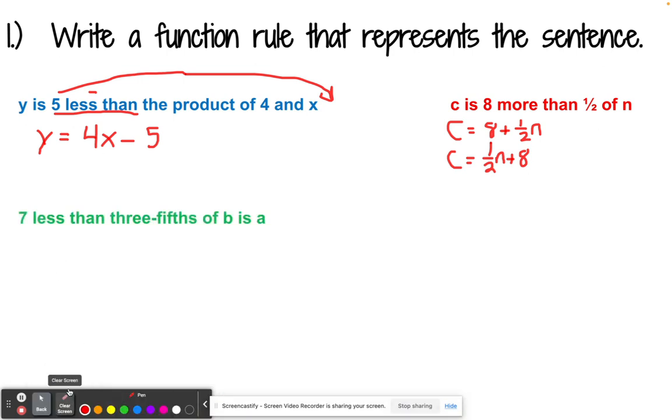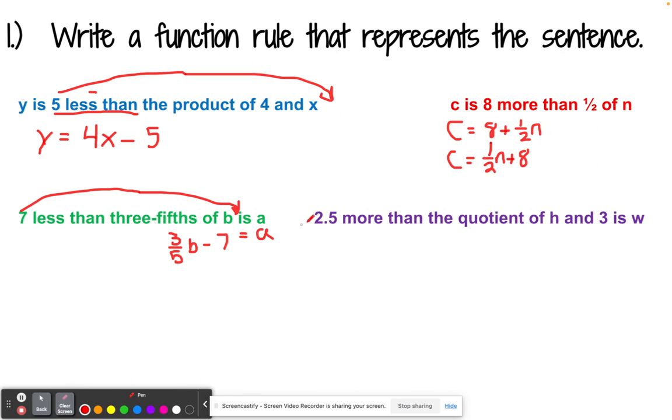My next one, I have 7 less than 3/5 of b is a. Well, I have is a at the end, so it's going to equal a. Again, I have that less than, so that's going to be my turnaround words. Turnaround. So I'm subtracting 7 from 3/5 of b. 3/5 of b will just be 3/5 b. We're going to take 7 off of that. Subtract 7. 7 less than that is a. Kind of written goofy, but get the idea.